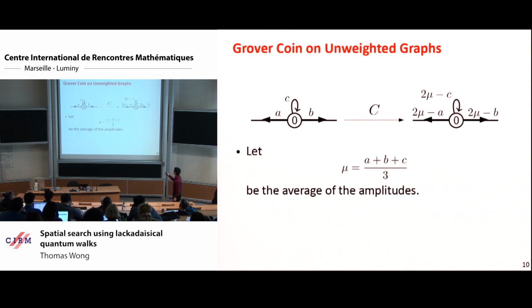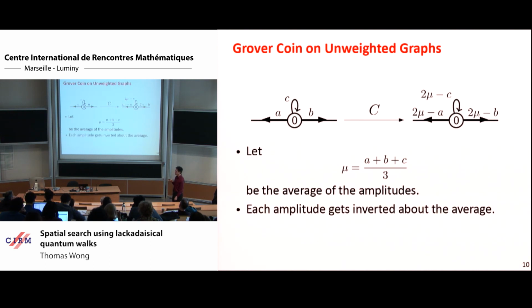And so this transformation actually is an inversion about this average mu. And so if you learn Grover's algorithm from an introductory course in quantum computing, one of the operations is an inversion about the mean. This is exactly that. So this Grover coin implements an inversion about the mean. And so if you apply it to search algorithms, it ends up having that Grover characteristic.